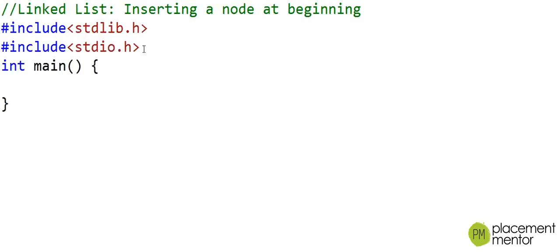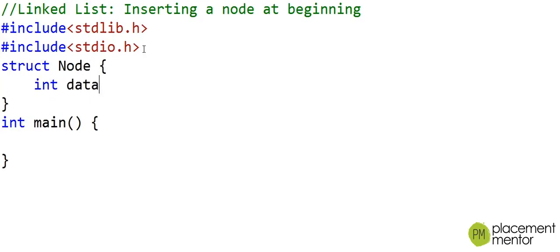I will write a C program here. The first thing that we want to do in our program is define a node. A node will be a structure in C. It will have two fields, one to store the data. Let's say we want to create a linked list of integers, so our data type will be integer. If we wanted to create a linked list of characters, then our type would be character here.